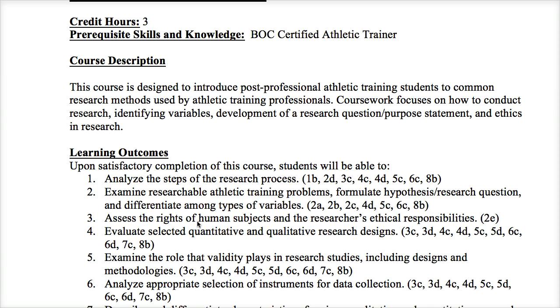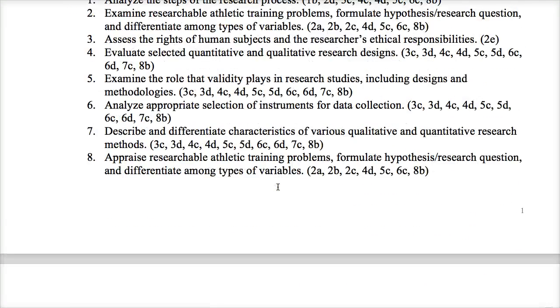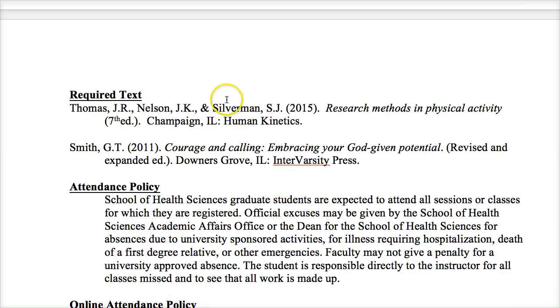This class here is designed to give you the foundational understanding of the research methods used in athletic training. I'm also going to spend a lot of time talking about defining variables, research questions, purpose statements, and ethics in research. So your textbooks, you have two textbooks, Thomas, Nelson, and Silverman, Research Methods in Physical Activity, the 7th edition.